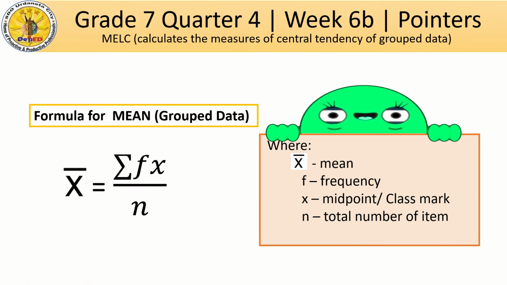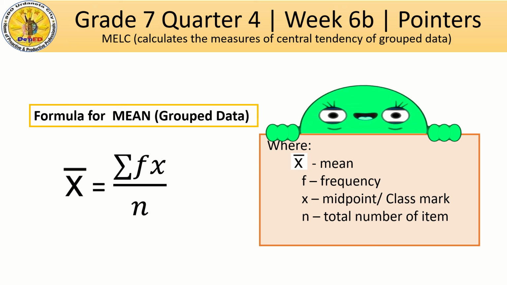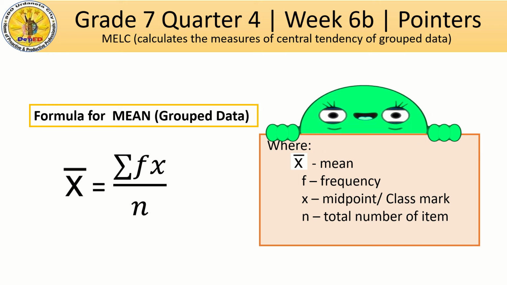Formula for mean of group data, that is, mean is equal to the summation of fx all over n. So, wherein x with bar is the symbol for mean. F is for frequency, x is the midpoint or class mark, n will be the total number of items or total frequency.